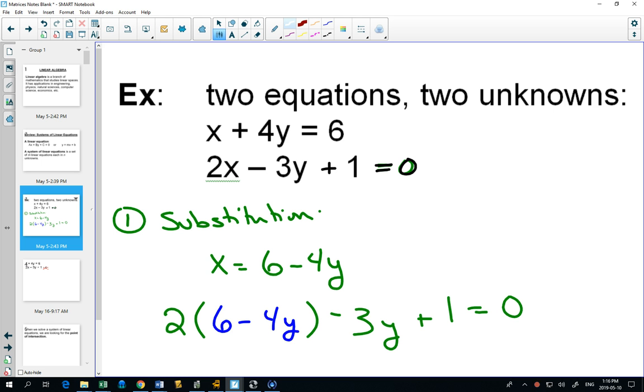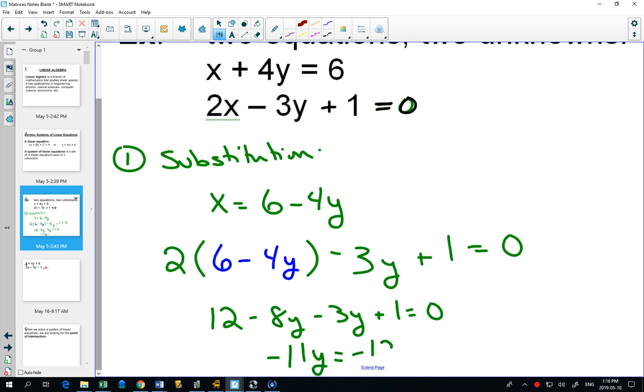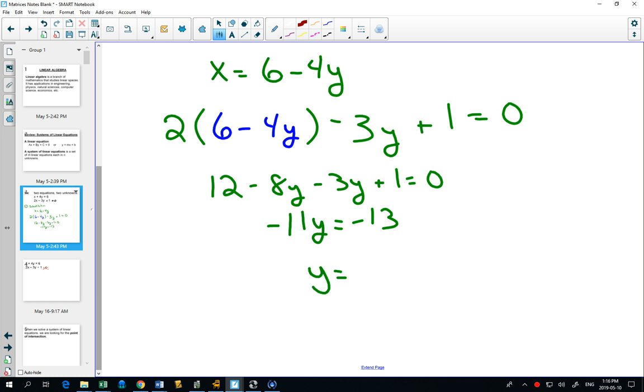What that does is it makes a new equation with just one thing to solve. And if you just have one thing to solve, you can use your previous knowledge of equations and getting y by itself to completely solve it. So if I distribute my 2, I'm going to get 12 minus 8y minus 3y plus 1 equals 0. Negative 11y. If I move the 12 and the 1 over to the other side, is negative 13. And so y is 13 over 11.